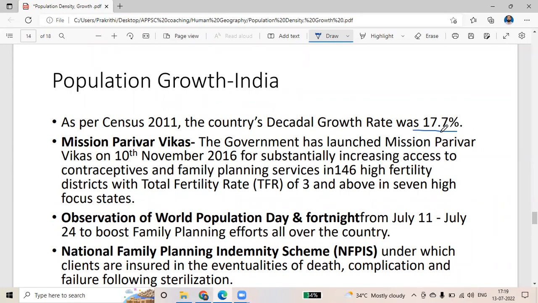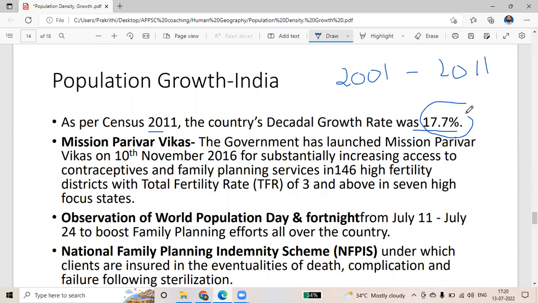So how did this 17% come? This is not for 1 year, actually. This is between 2001 to 2011. So it is 10 years of data, that is 17.7. So if we want to say what is the population growth rate of India, we can say it is 17.7%. We go with this because the more reliable data is our census data. So the question will also come like this.